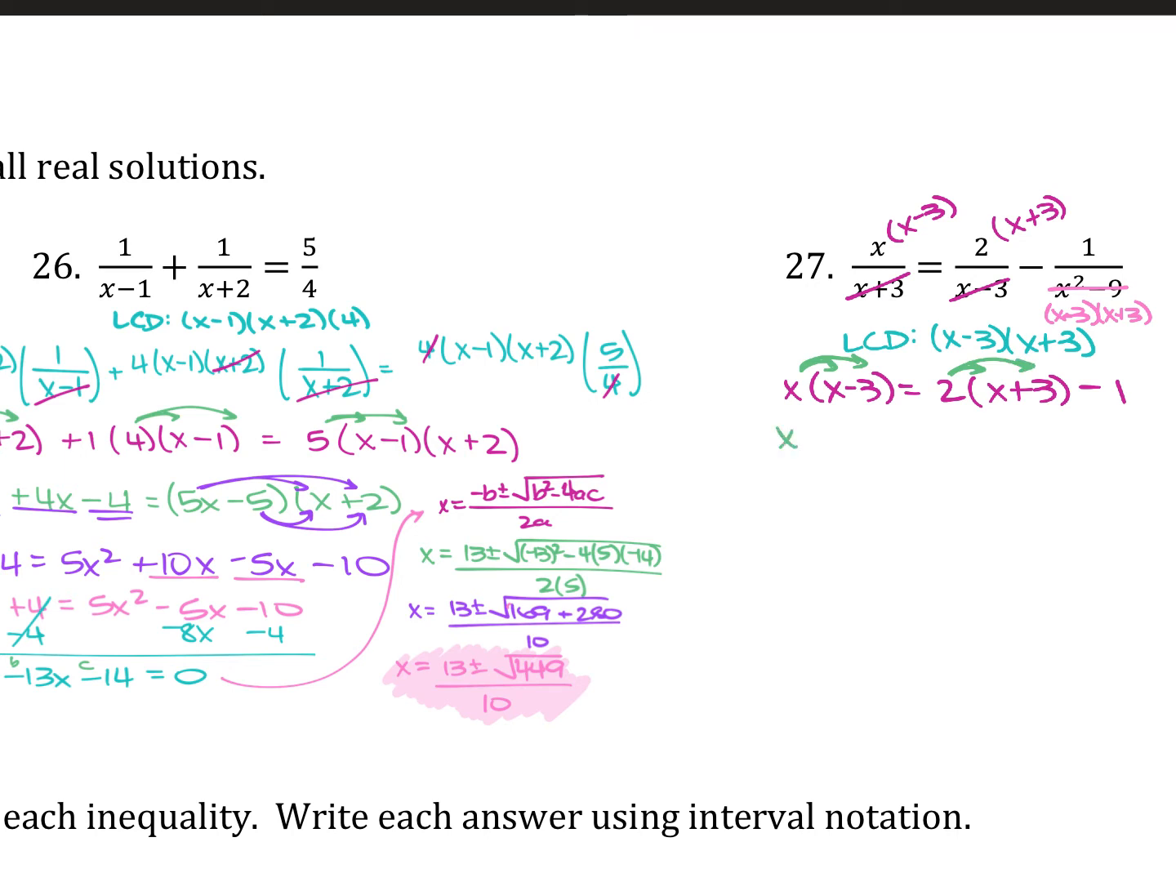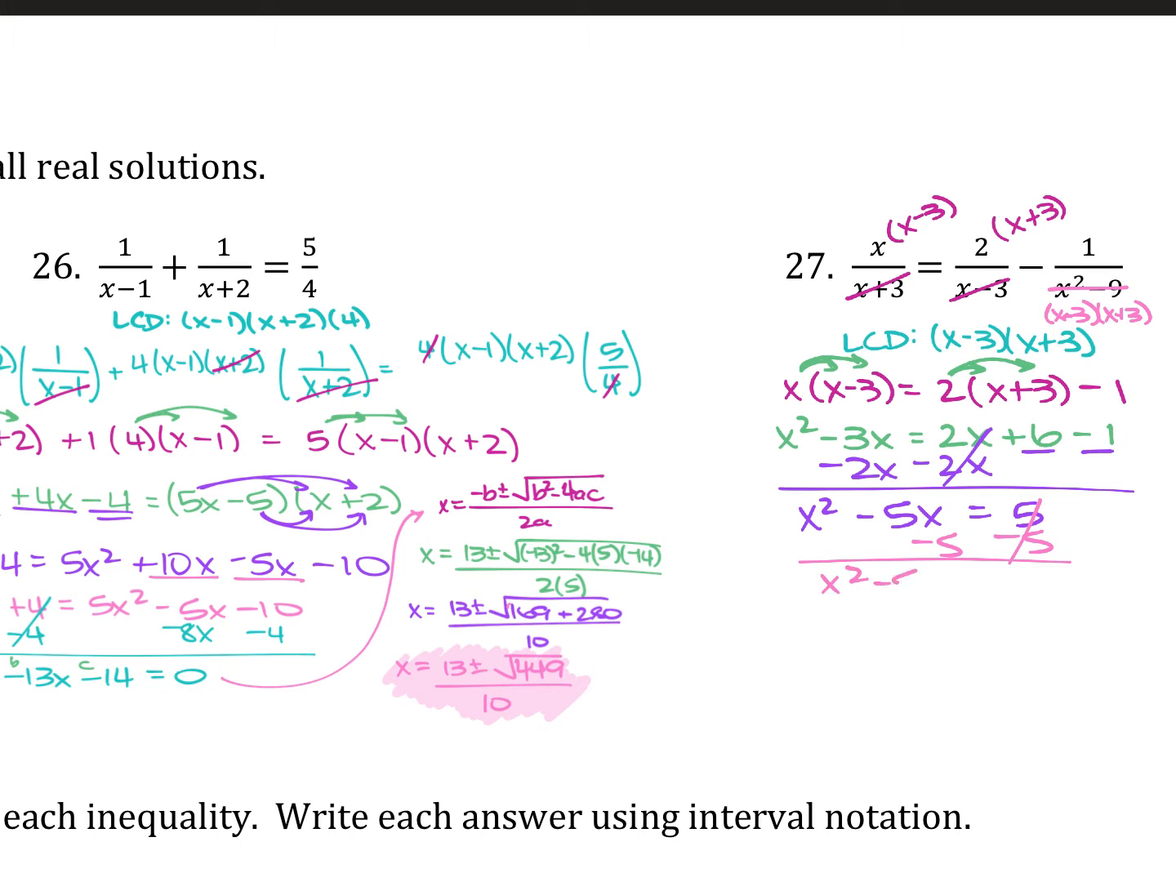So x times x is x squared, x times negative 3 is negative 3x. Put your equal sign down. 2 times x is 2x, and 2 times 3 is 6. From here, again, we have an x squared, so I want to bring everything on the same side as that x squared. So we are going to move over that 2x by subtracting it from each side. We can also combine your like terms with the 6 and then minus 1 to give us x squared minus 5x is equal to 5. We're going to subtract the 5 from each side. You have x squared minus 5x minus 5 is equal to 0.